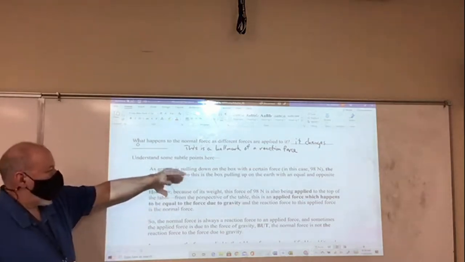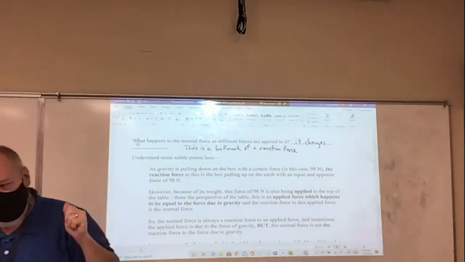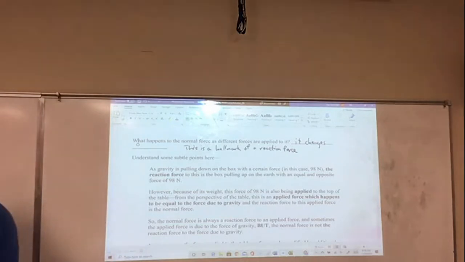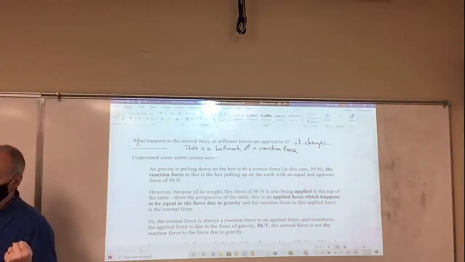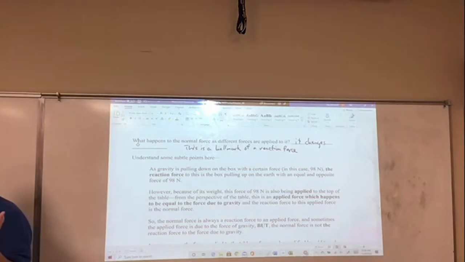Now, think about this. Action-reaction forces have to be on the same objects. If the Earth is pulling down on the box, the box has to be pulling up on the Earth.